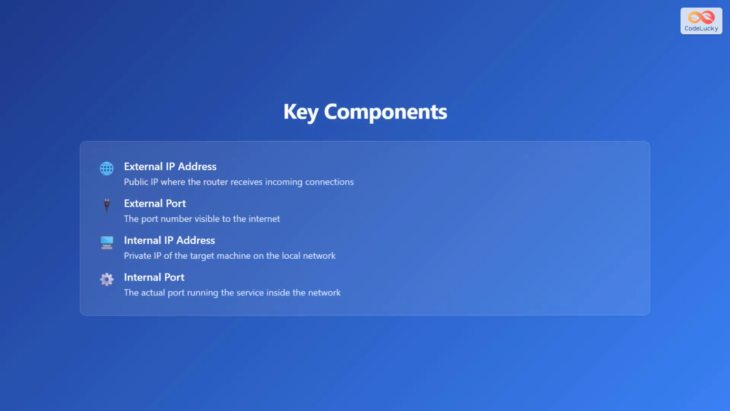Understanding port forwarding requires knowing four key components. The external IP address is the public IP where your router receives incoming connections from the internet. The external port is the specific port number visible to the internet. The internal IP address is the private IP of the target machine on your local network. Finally, the internal port is the actual port where the service is running inside your network. Together, these four components define exactly how traffic gets routed from the internet to your internal services.